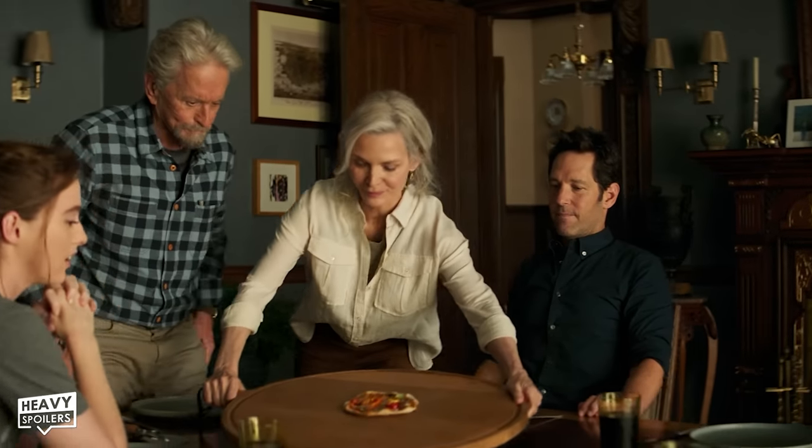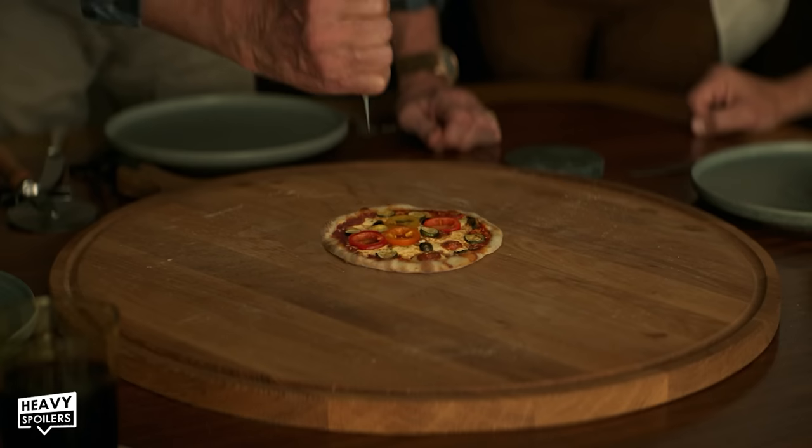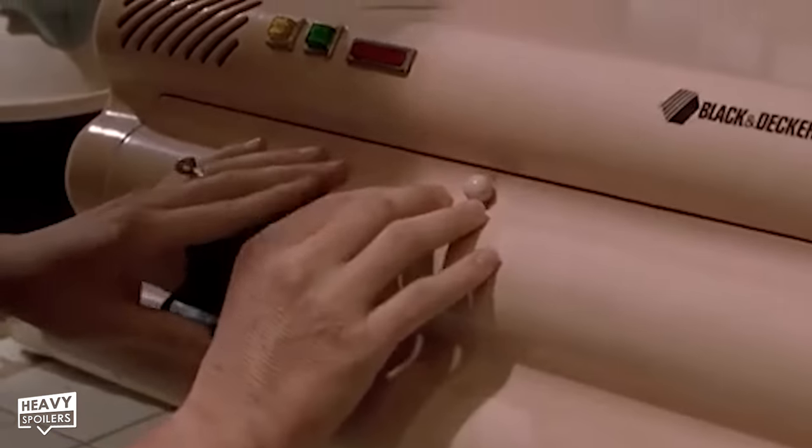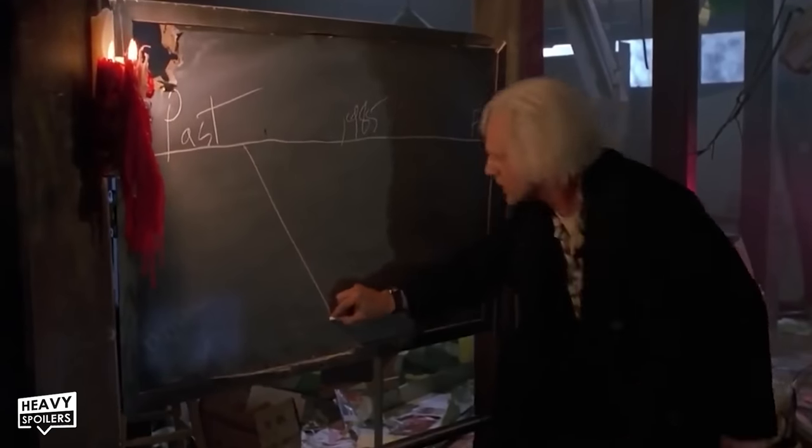Now we see this food production coming in full effect come the next scene with a pizza getting doubled in size. Peyton Reed actually said that this was a nod to the Back to the Future scene from the second film, in which they did something similar with a pizza oven. Now Scott of course brought up Back to the Future in Endgame.